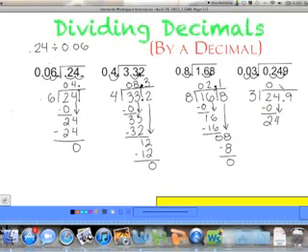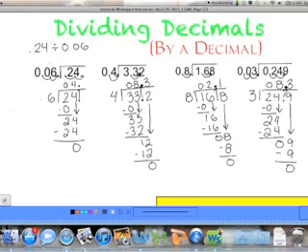3 can fit into 24 8 times. 8 times 3 is 24. 24 minus 24 is 0. Bring down the 9. 3 can fit into 9 3 times. 3 times 3 is 9. And 9 minus 9 is 0. Nothing left to bring down, so we just have to bring up our decimal point. And our final answer is 8.3.